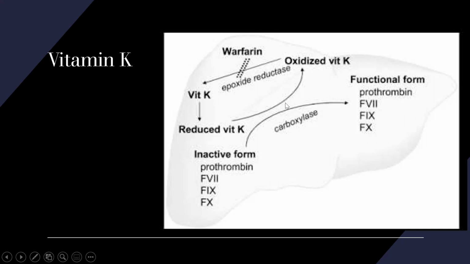But in the process, vitamin K gets oxidized, and oxidized vitamin K cannot activate factors. So what happens here is there's an enzyme called vitamin K epoxide reductase. What that does is it returns oxidized vitamin K back to reduced vitamin K. Now, how does warfarin work? Warfarin works by inhibiting this epoxide reductase enzyme. So by inhibiting this enzyme, all your vitamin K remains in the oxidized state, and it cannot activate the 1972 factors: 9, 7, 10, and 2. And that is how warfarin works.